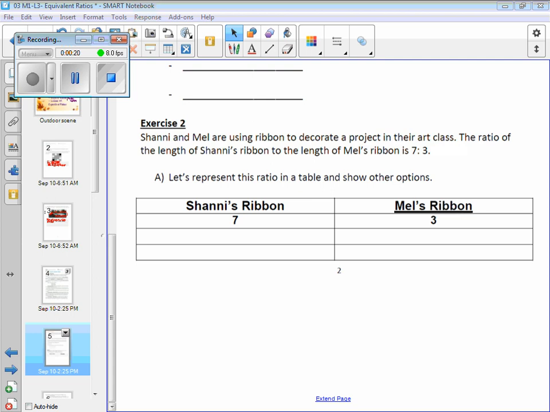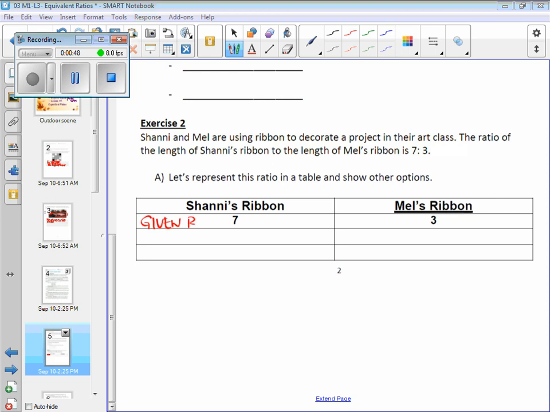All right, exercise 2. Shani and Mel are using ribbon to decorate a project in their art class. The ratio of the length of Shani's ribbon to the length of Mel's ribbon is 7:3. A, let's represent this ratio in a table and show other options. What we do in a ratio table, the very first ratio that we show is called the given ratio. Somewhere in the ratio table, I'd like you to write that.